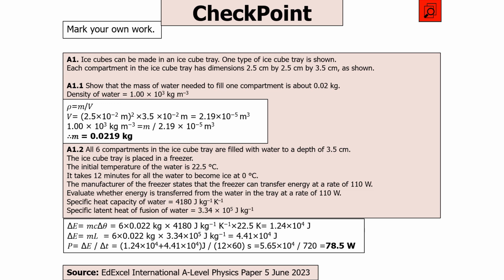We can therefore say E equals ml because there's also freezing and change in state. Remember the mass is 6 of them. Then multiply by the latent heat of fusion, and we get 4.41 times 10 to the 4. Add the two together to get the total energy change, divided by the time, which is going to be in seconds, not minutes. So we work it through to be 78.5 watts. So therefore, it is not at a rate of 110 watts.